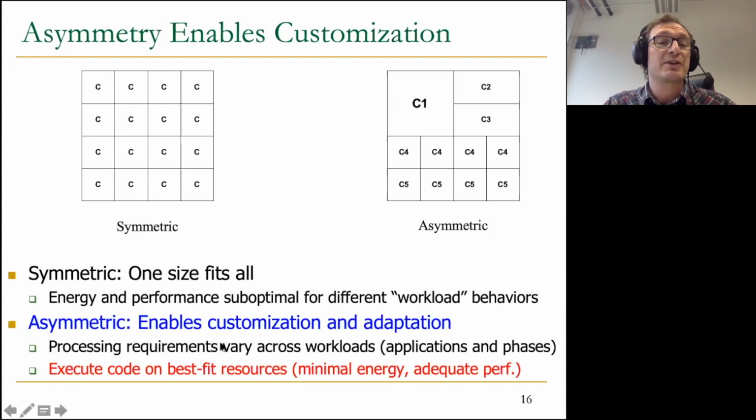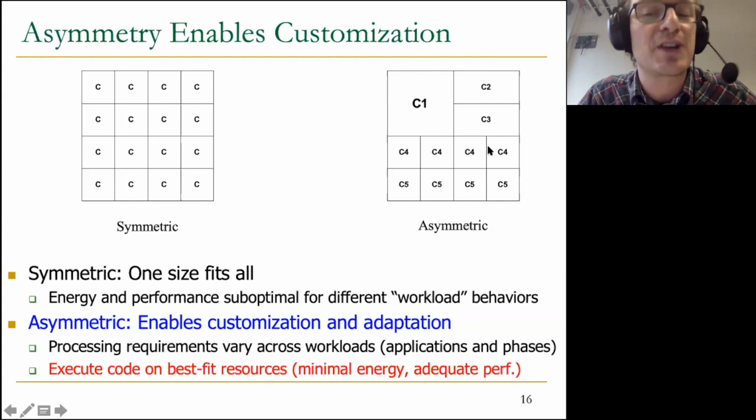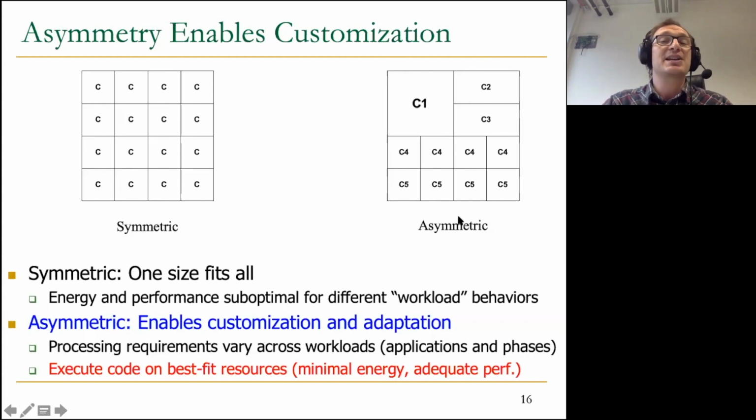Why? Because processing requirements vary across workloads and applications and phases, as we've discussed in an earlier slide. And now you have the opportunity to design a scheduler or some mechanism that picks and executes the code that you are dealing with on the best fit resources to minimize the energy as much as possible while providing adequate performance as much as possible, for example, right? So asymmetry essentially gives you the opportunity to customize the system to your workload and to your metrics, whereas essentially you have no choice over here.